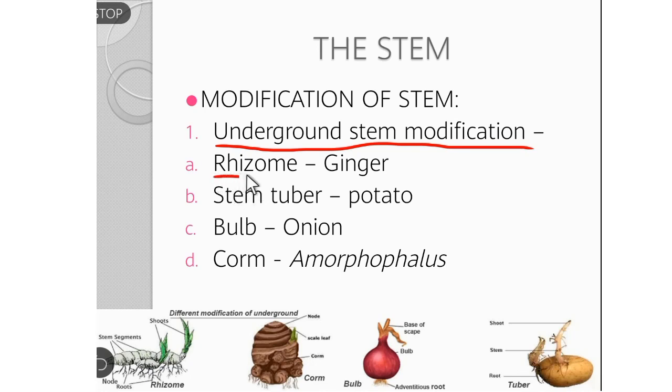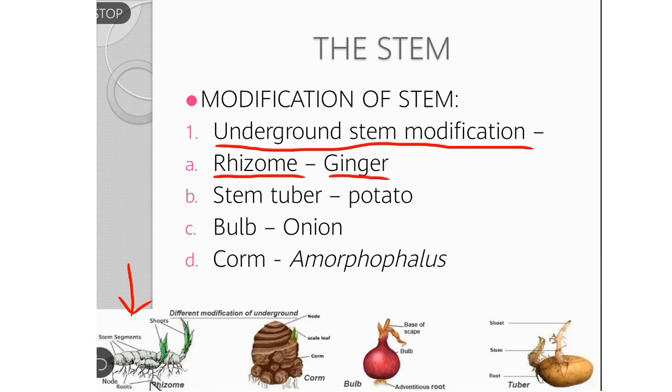The first one is rhizome. Rhizome is an underground stem modification for food storage, and it is a horizontally growing underground stem which is modified for food. This picture shows a rhizome. The main example of rhizome is ginger.